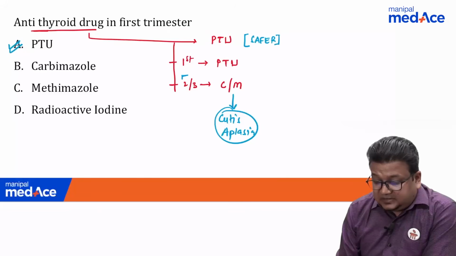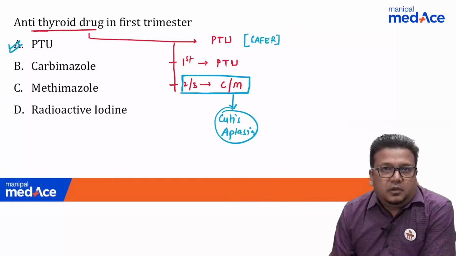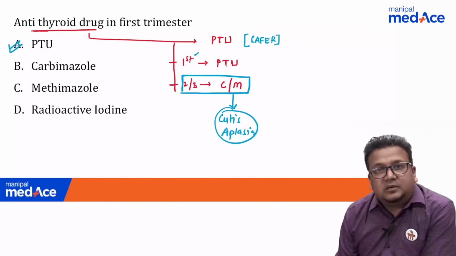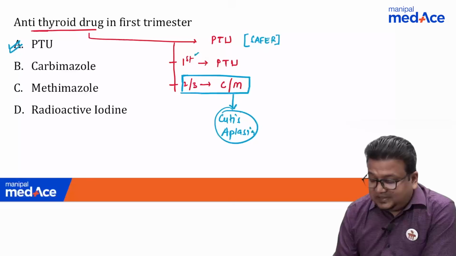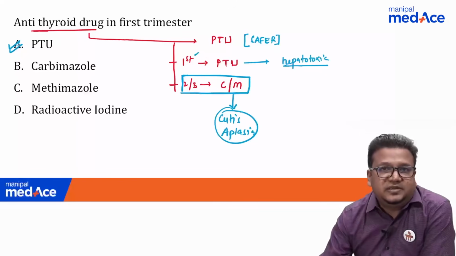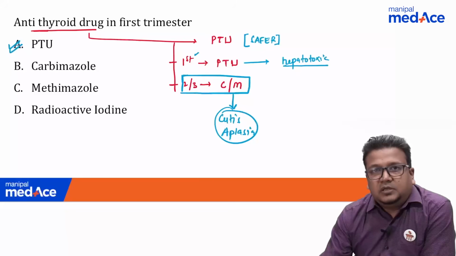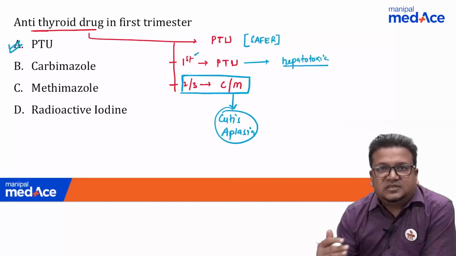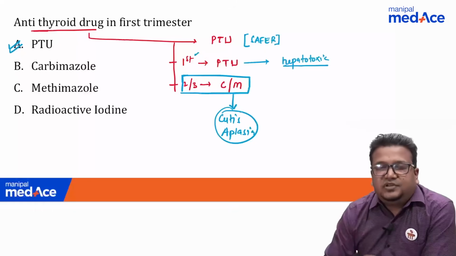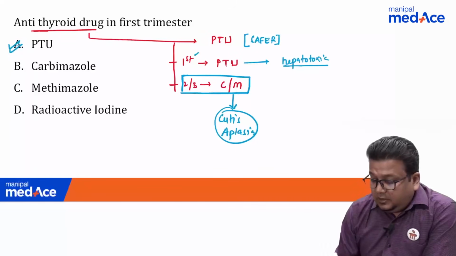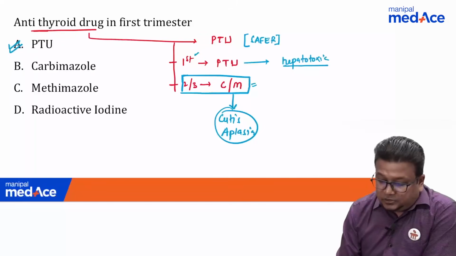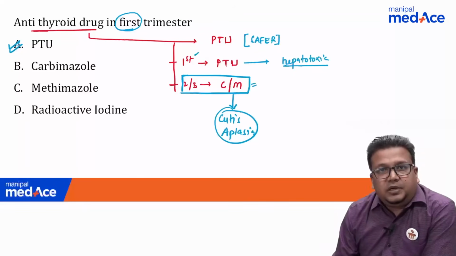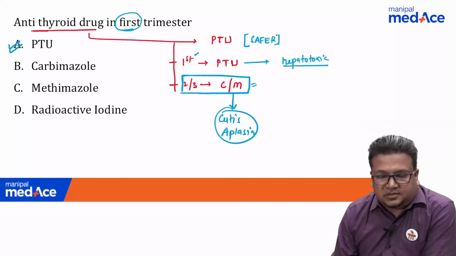Then you might ask, sir, why in the second and third trimester are we referring back to carbimazole? Because organogenesis is over in the first trimester, so the risk of teratogenicity decreases, and PTU is a highly hepatotoxic drug, so we want to reduce the incidence of hepatotoxicity in the mother. So once organogenesis, or the first trimester, is over, then we shift back to carbimazole or methimazole for the remaining trimesters. So since it is asking about the first trimester, PTU or propylthiouracil is the best answer.